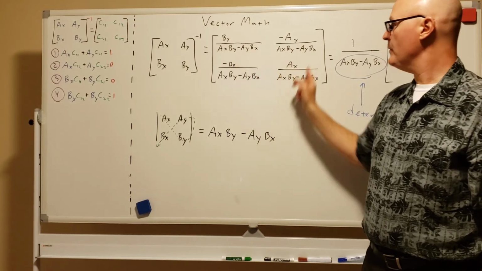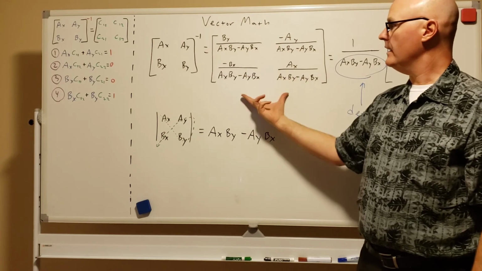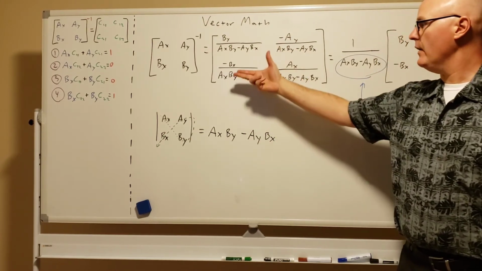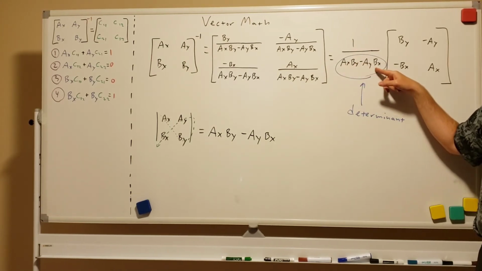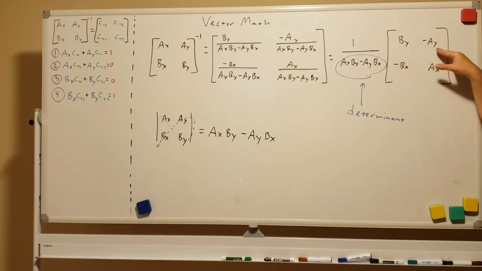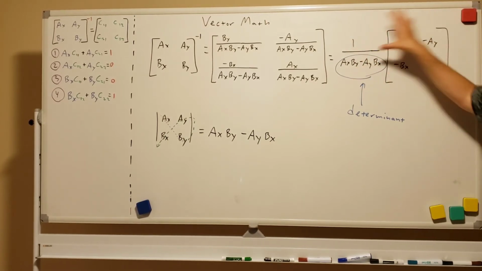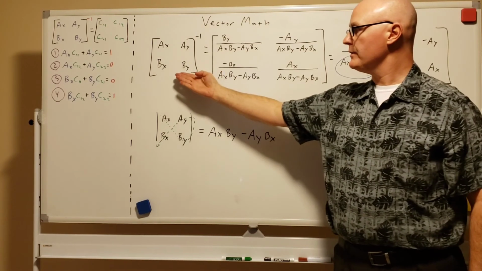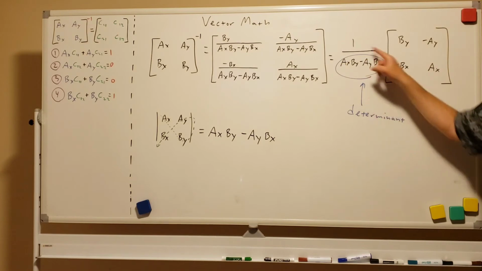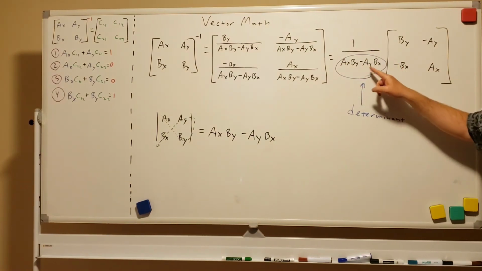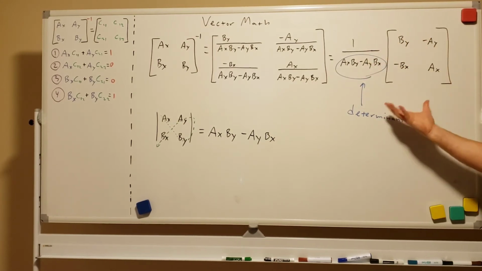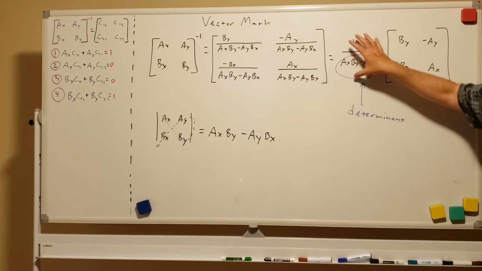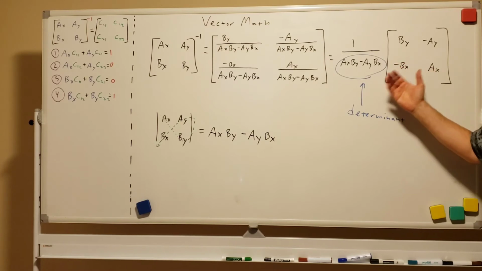We see we have a common term in every element of our matrix. I can extract that out, and I have 1 over ax by minus ay bx multiplied by by, negative ay, negative bx, ax. This is also the inverse matrix of our original matrix. Turns out this denominator is what's called a determinant. We can see that if this term is non-zero, then this is a valid expression. If this term is 0, this becomes infinity, therefore it would be a non-invertible matrix.